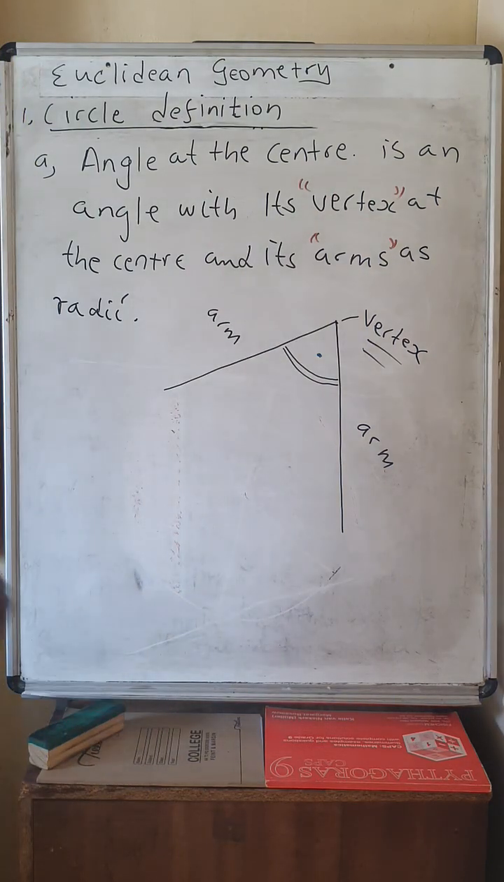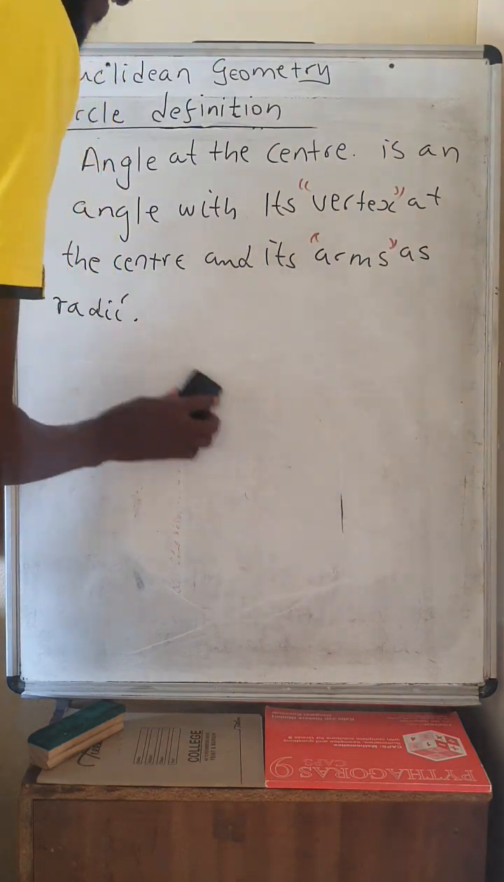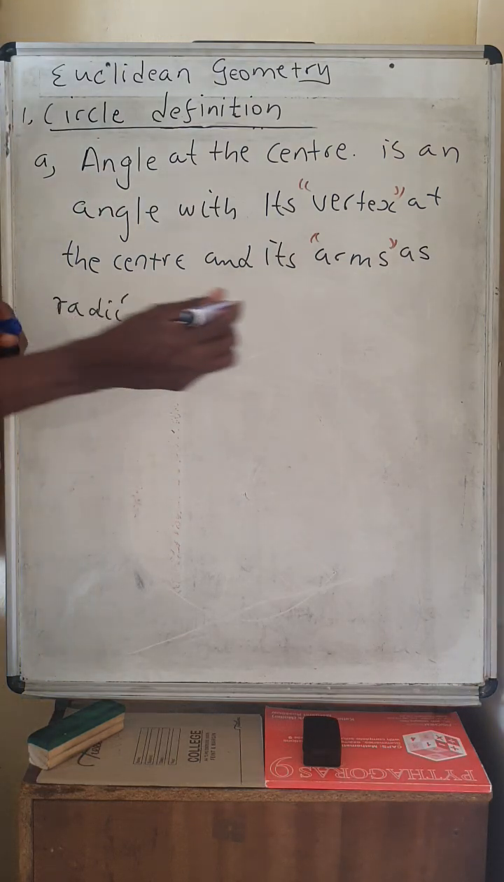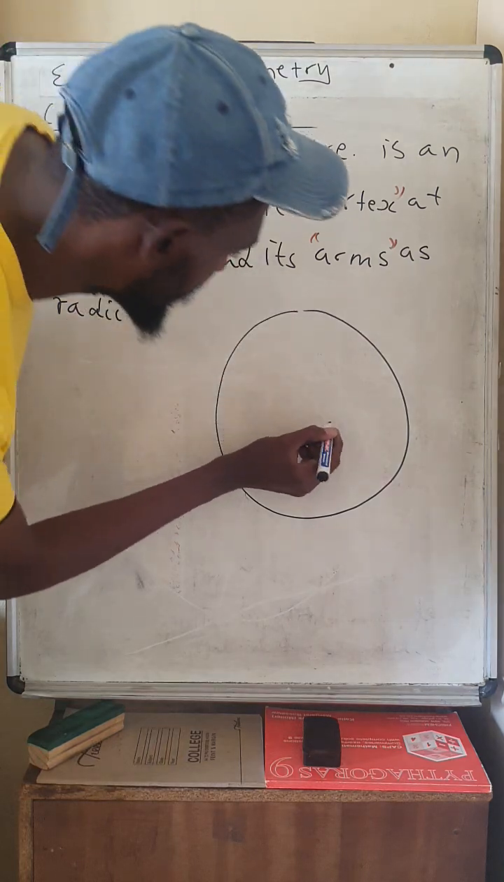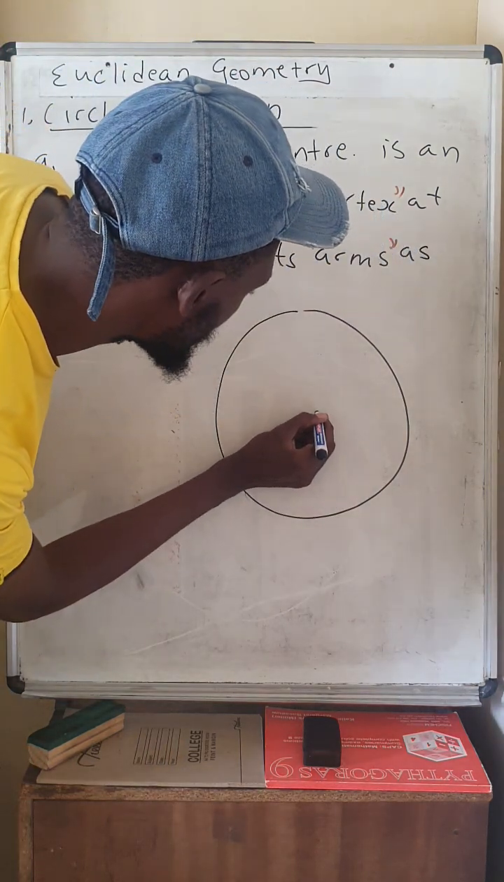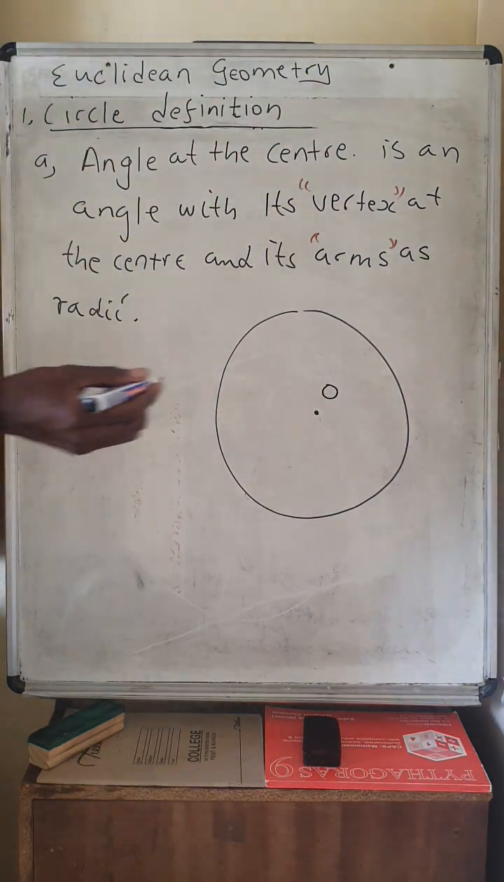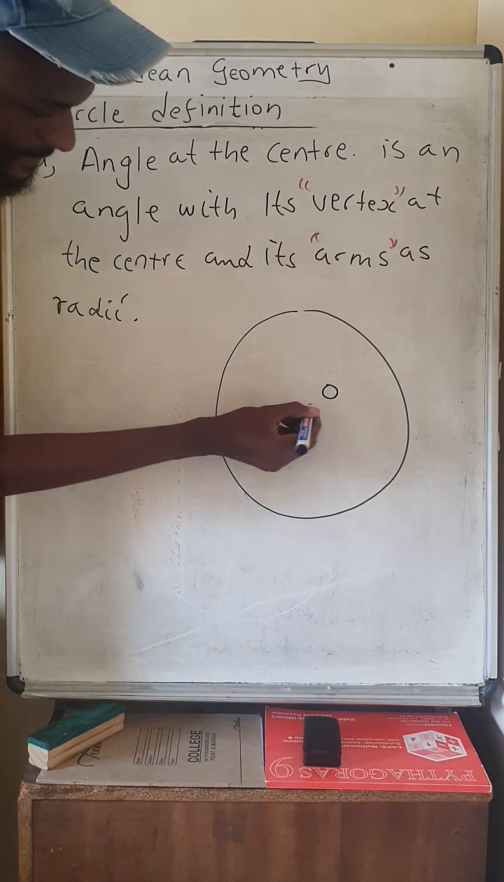Now let us check. Let me give you an example of an angle at the center. For instance, if I'm given something like this, we have this becoming our center. Let me call this O. I'm going to give you two angles with the vertex at the center.